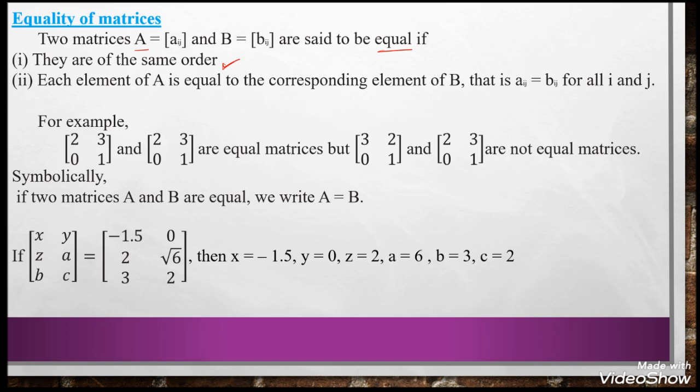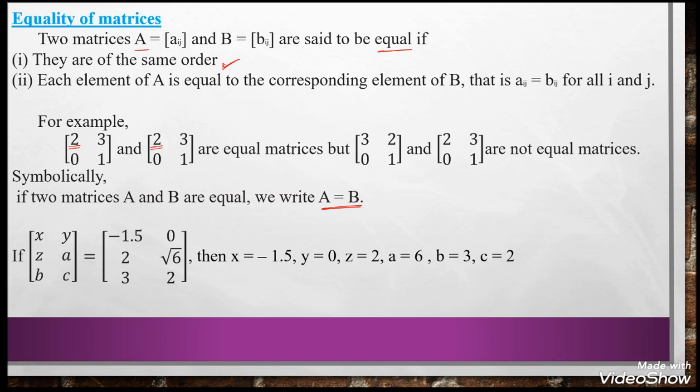For example, here the first element is 2, and the second element is 2. These are the corresponding elements. Here 2 is the first row, first column element of matrix A. Again, here also 2 is the first row, first column element of matrix B. If both sets have corresponding elements that are equal, then they are said to be equal matrices, or else equality of matrices. Symbolically, if two matrices A and B are equal, we simply write it as A is equal to B.